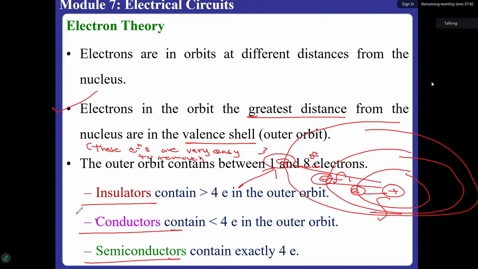Please, all the orbits should be circles. I can't draw it nicely on the whiteboard here, that's why it's like this. But all the things should be like circles. Please note it down.